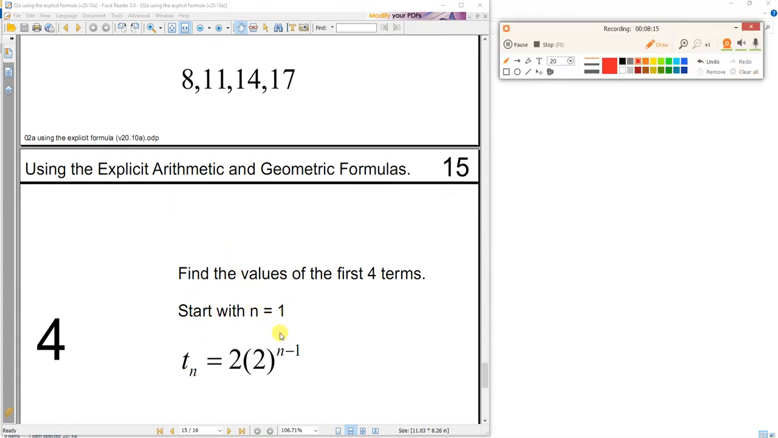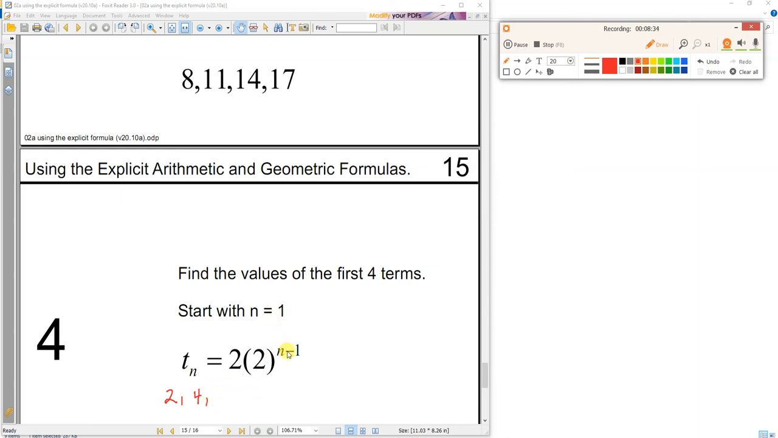Plug in a 1. 1 minus 1 is 0. 2 to the 0 power is 1. 2 times 1 is 2. Let's plug in a 2. 2 minus 1 is 1. 2 to the first power is 2. Times 2 is 4. So it's going times 2, times 2.